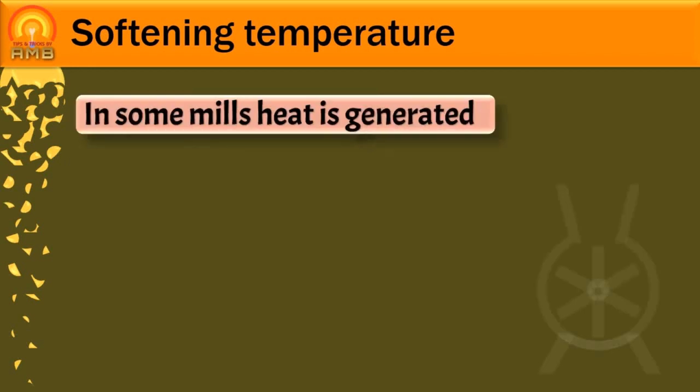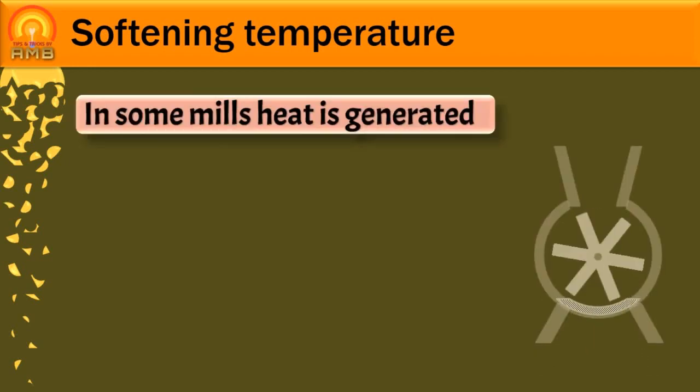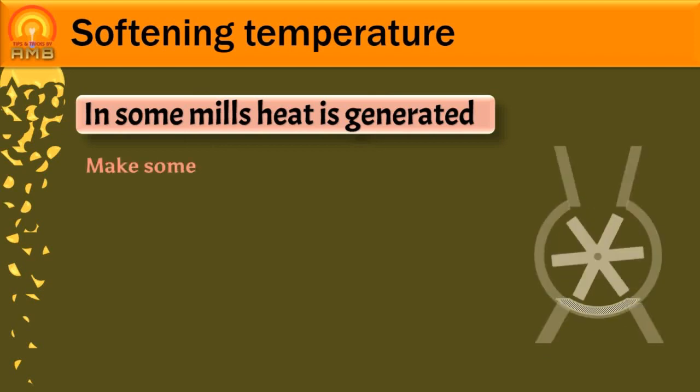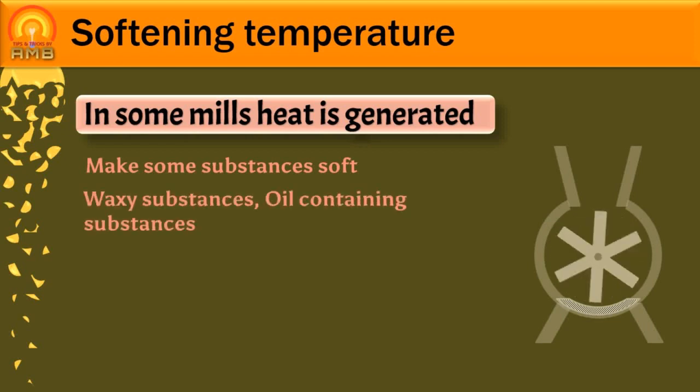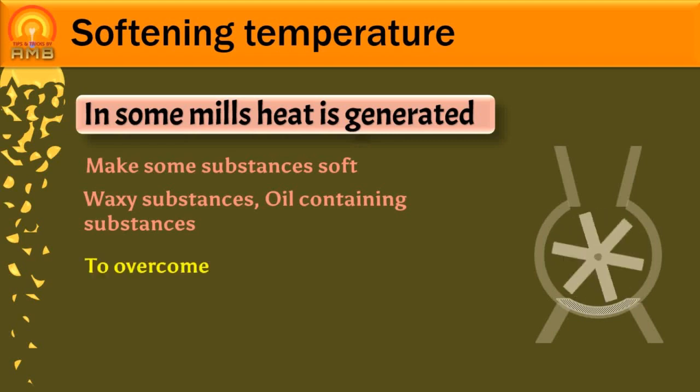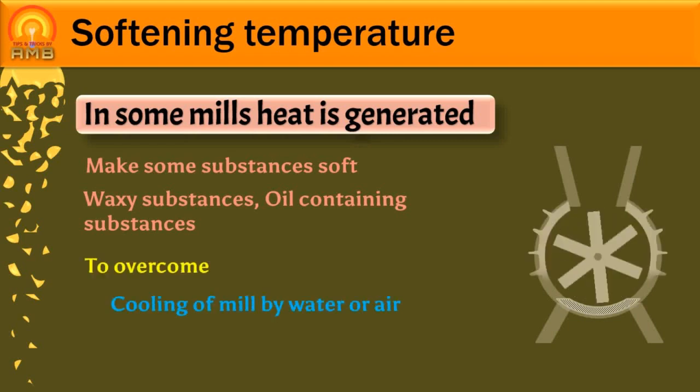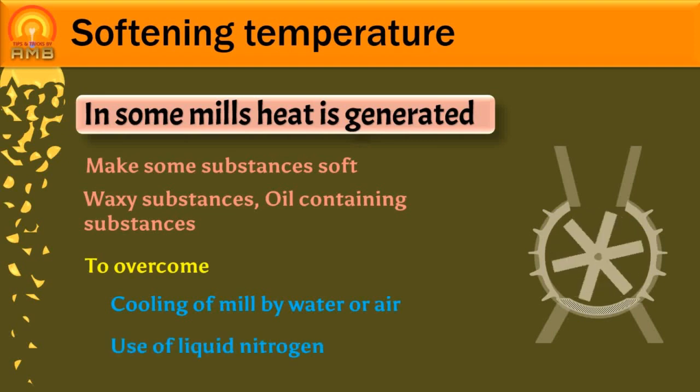Next factor is softening temperature. During size reduction process, sometimes heat is generated which may make some substances soft. The temperature at which this occurs is very important. For example, waxy substances such as stearic acid, drugs containing oil or fats. Some methods can be used to overcome this, like cooling the mill by water or air. It can also be achieved by using liquid nitrogen.